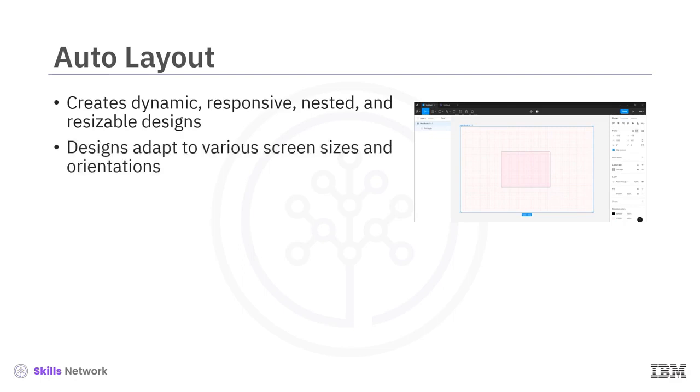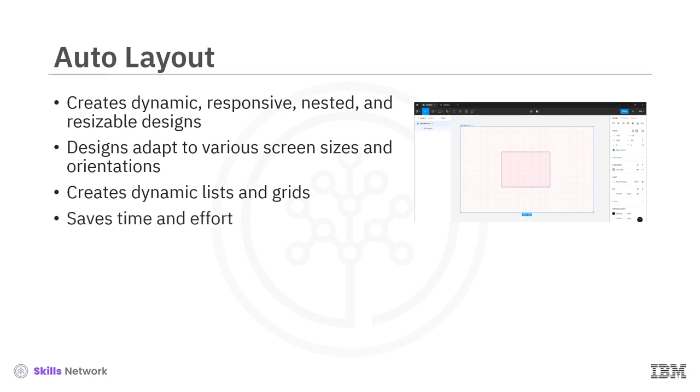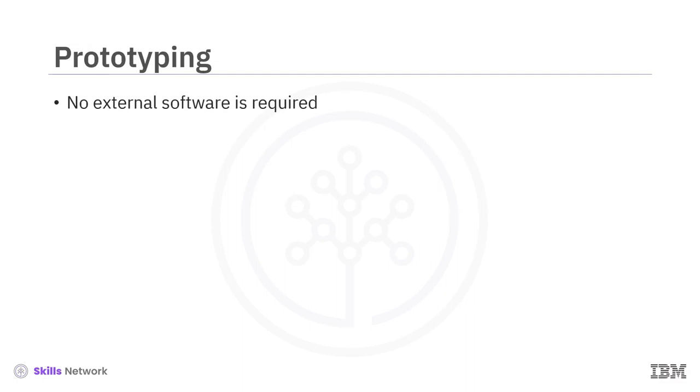Use Auto Layout to create responsive UI designs that adapt to different screen sizes and orientations. Create dynamic lists and grids. Auto Layout saves time and effort. Create complex interactions and animations, engaging, interactive experiences using Figma's prototyping features.